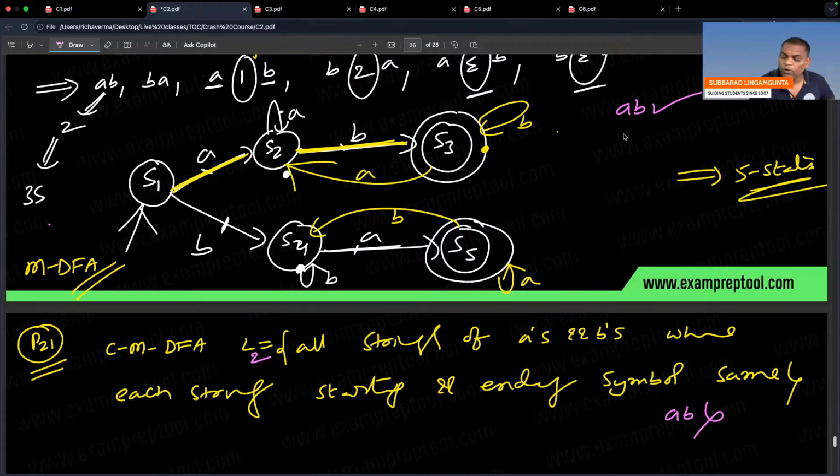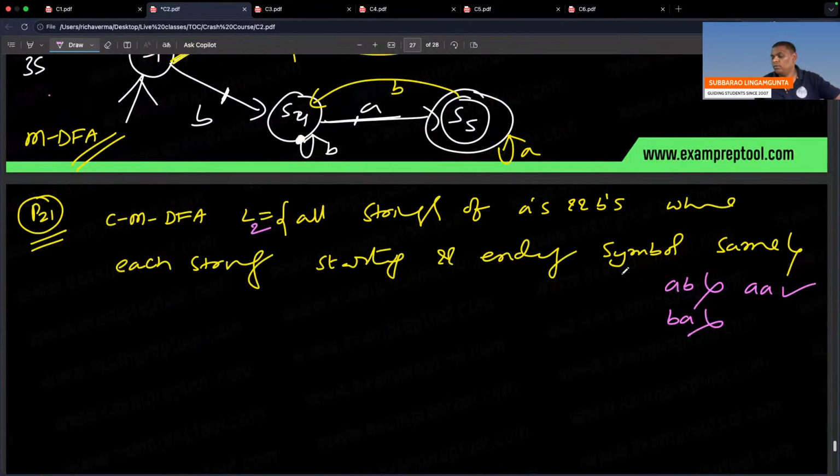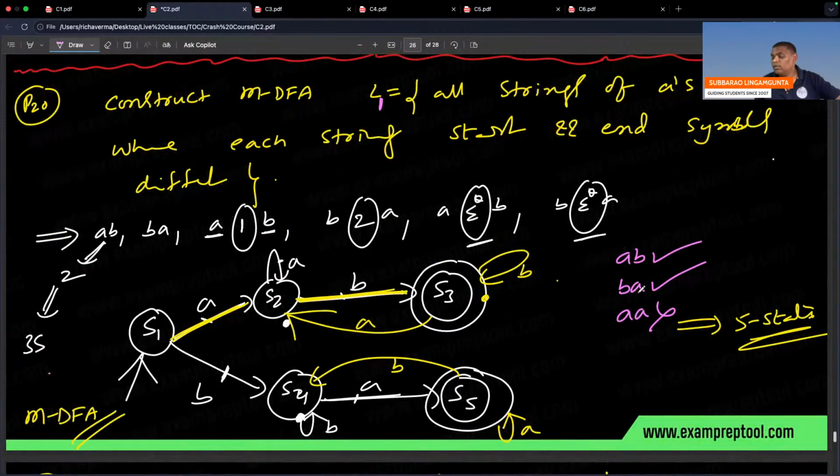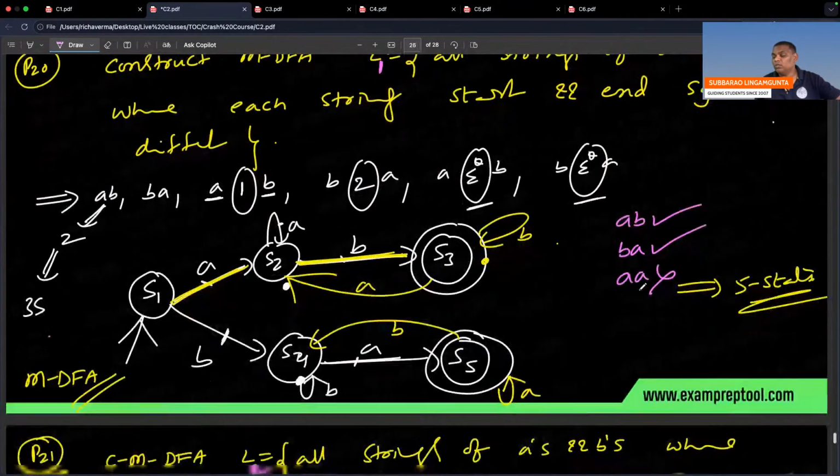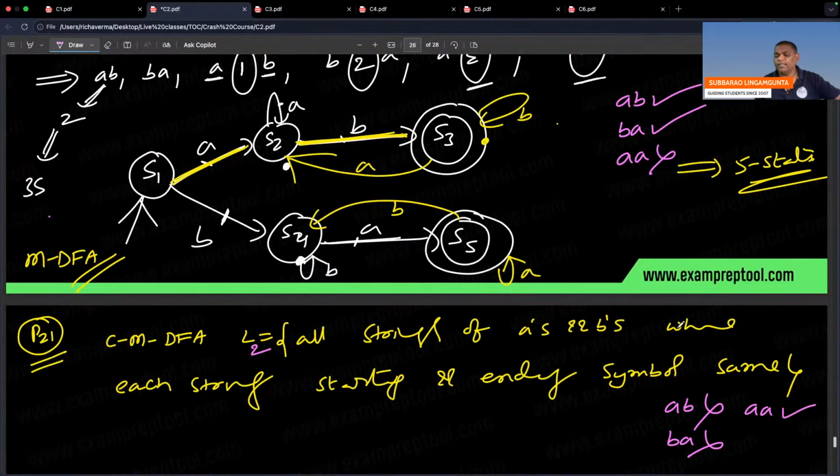And one more thing: when the starting and ending are different, it should reject here and accept here. Next one, please understand: when the starting and ending are the same, it should reject here and accept here. What I mean to say is, if L1 says yes, L2 says no. If L1 says no, L2 says yes. They both are complements of each other. That is the meaning of complementation.